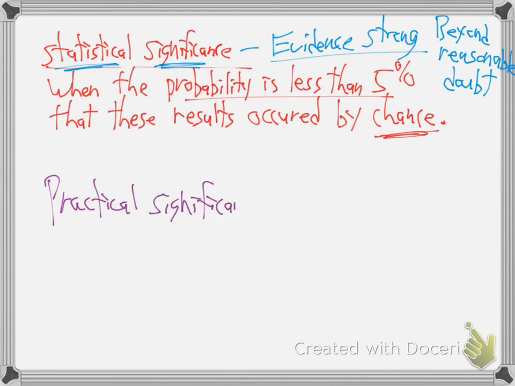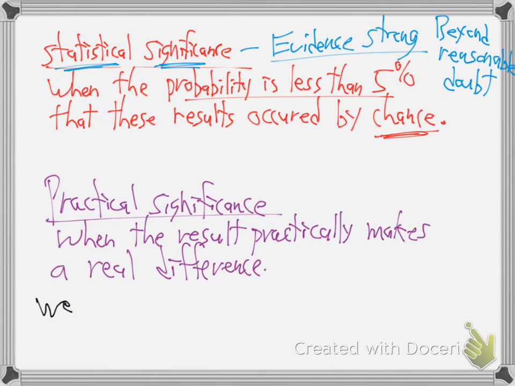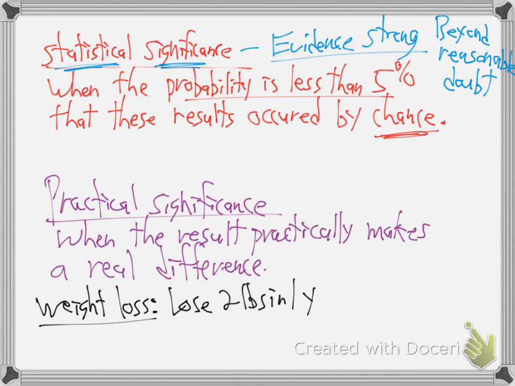The other one, practical significance, is easier. Practical significance is when the result makes a real difference. Let me give you some examples to make that clear. What if you have some new weight loss program, and it really works, and the people lose 2 pounds in 1 year on average? Who cares? I'm glad it works, but that's not any practical effect, right? Even if it works, it has no practical significance. 2 pounds is nothing.